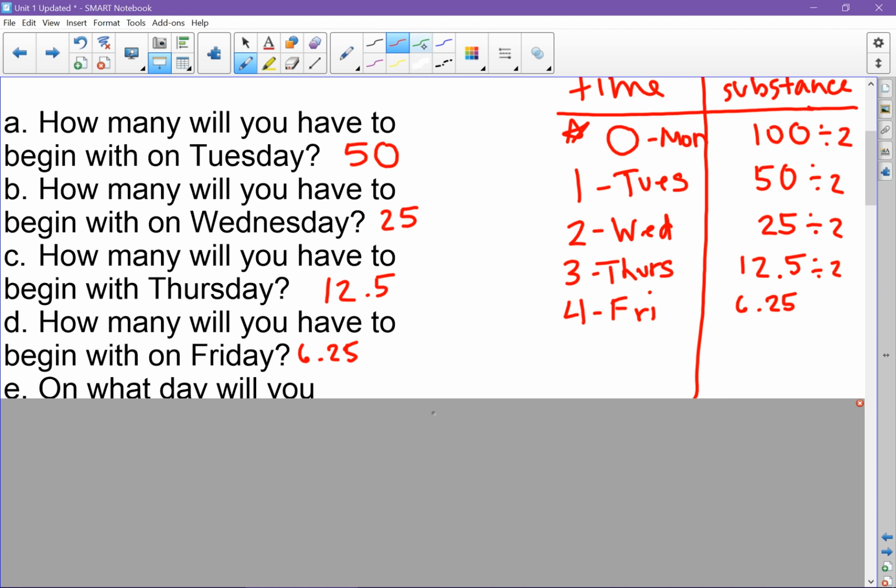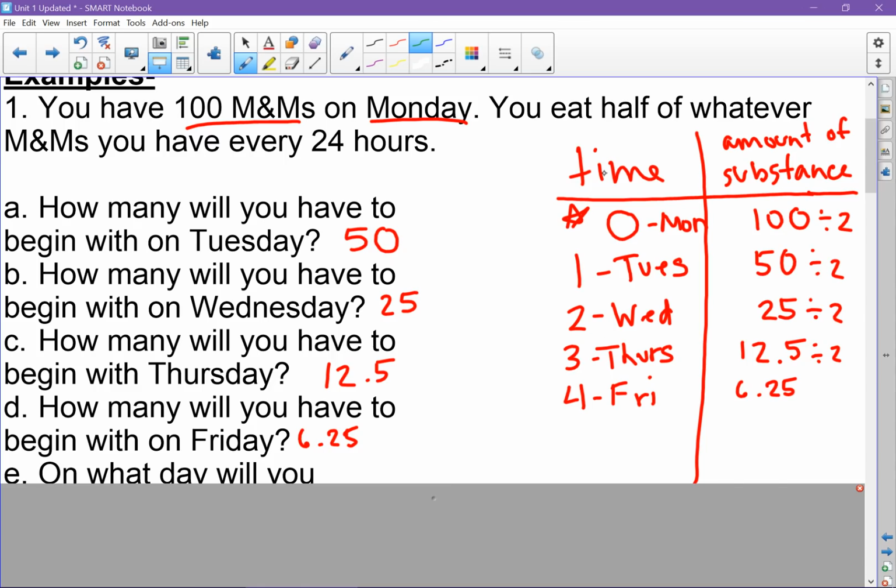So you'll notice the pattern as we're working here. In the time column, we always add. So the T also looks like a plus sign. So your job in this column is to always add. So notice every time we added a day. So from here to here we added 1 day. From here to here we added 1 day. From here to here we added 1 day. And here to here we added 1 day.